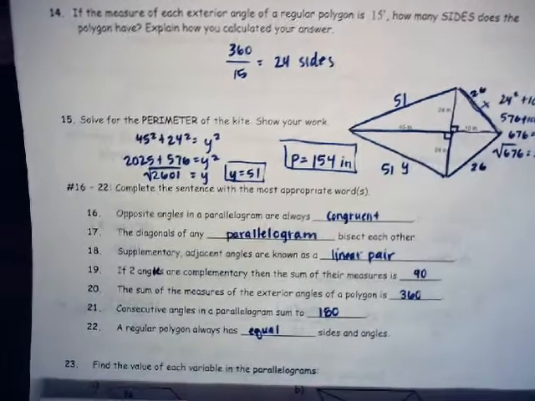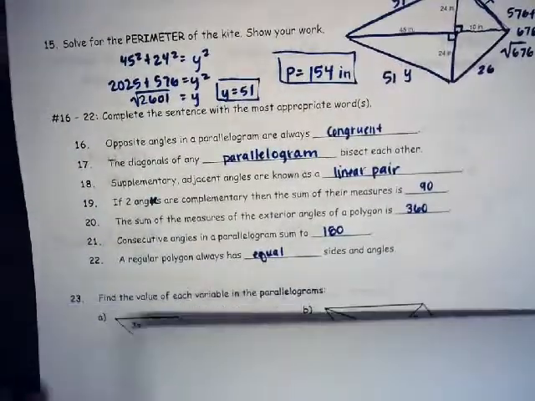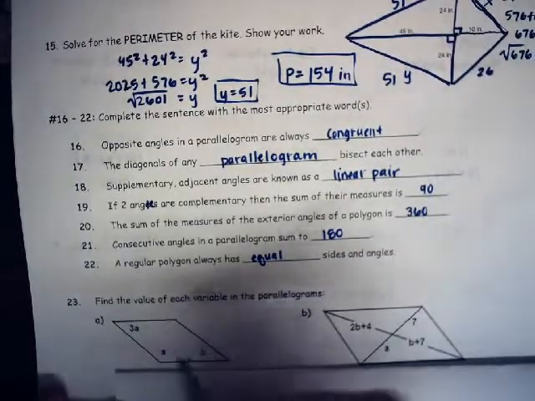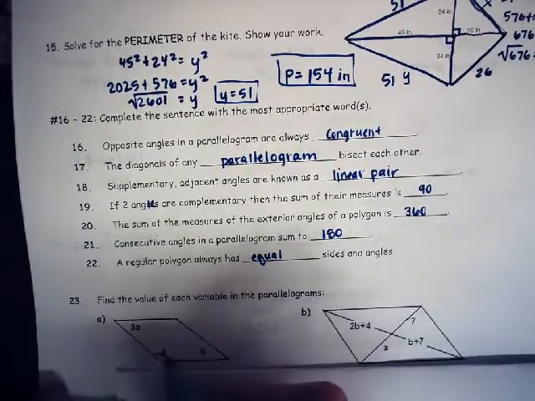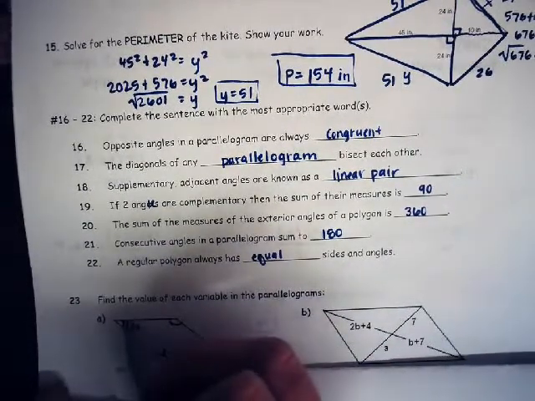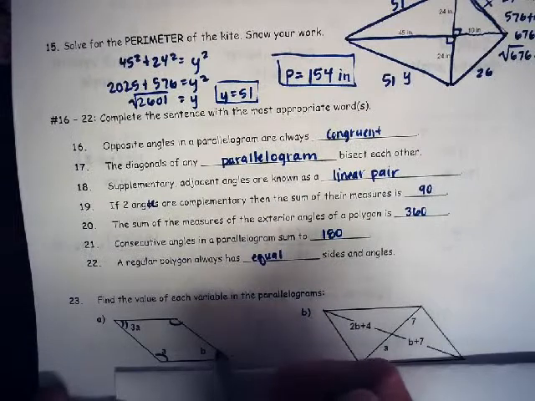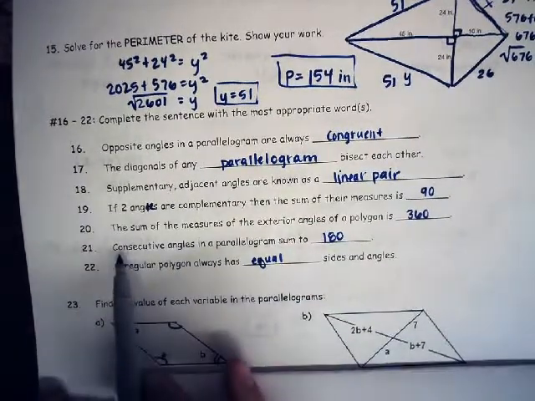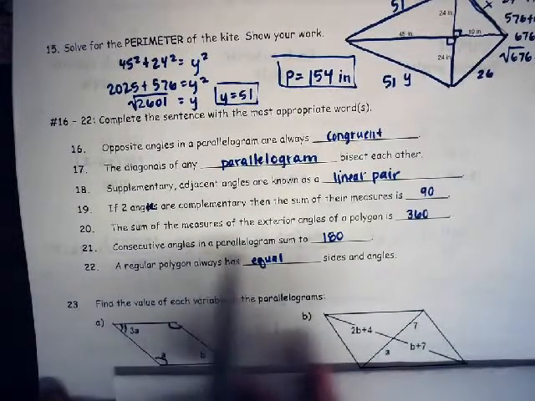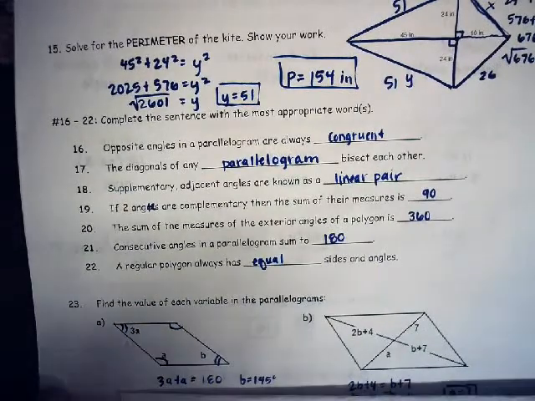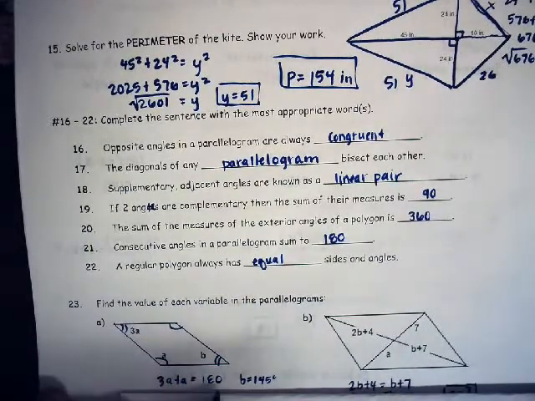Okay, find the value of each variable in the parallelograms below. So let's look at this one first. If this is a parallelogram, that means that this side is congruent to this angle. This angle is congruent to this angle. And we know that consecutive angles in a parallelogram, if you look up here, we just answered it, sum to 180. So I can say that 3a plus a equals 180.